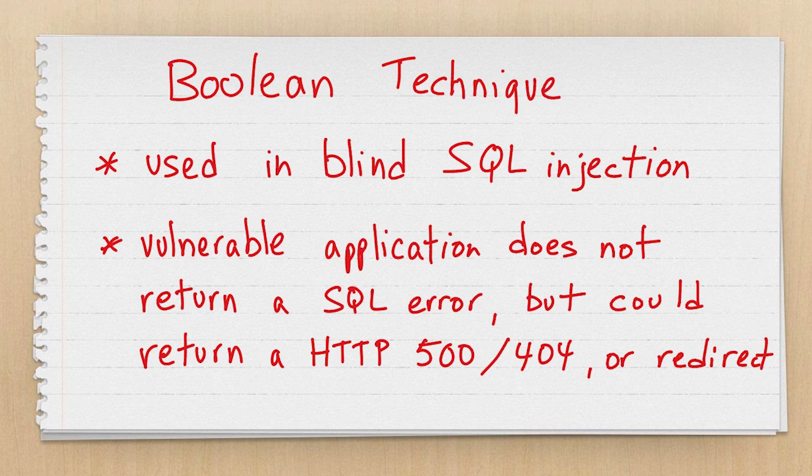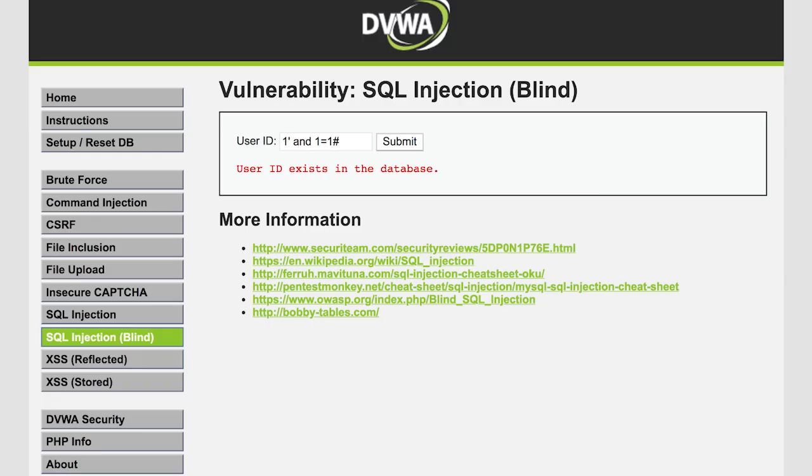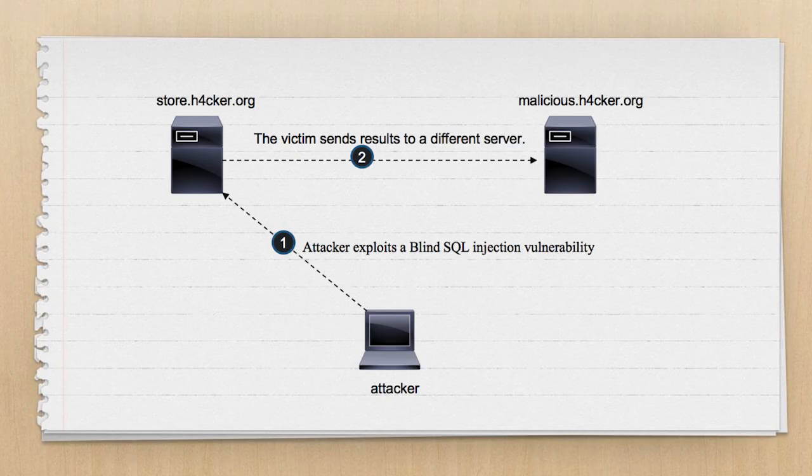So you can actually use Boolean queries against the application to try to understand the reason for those error codes. In here, I'm showing an example of a blind SQL injection using the DVWA intentionally vulnerable application. And again, you can try this yourself as an example of a blind SQL injection attack.